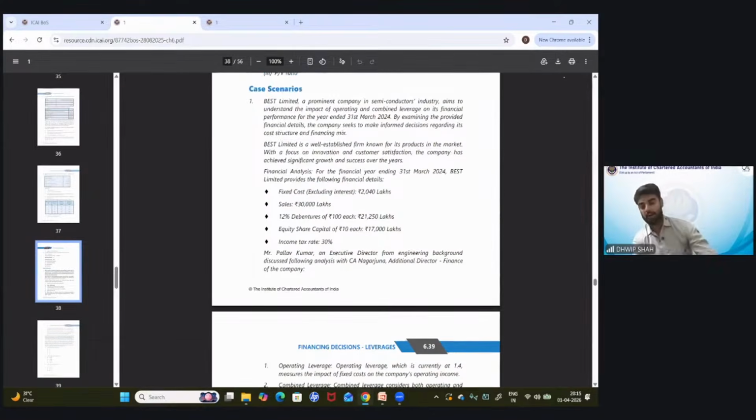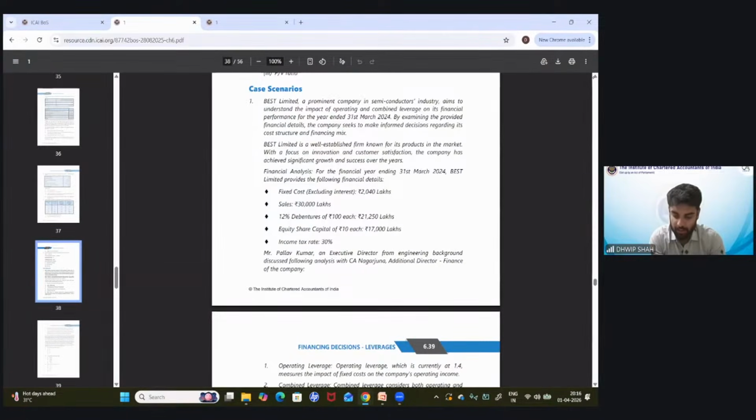Bash Limited, a prominent company in semiconductor industry, aims to understand the impact of operating and combined leverage on its financial performance for March 31st, 2024. By examining the provided details, company seeks to make informed decisions regarding its cost structure and financing mix. Bash Limited is a well-established firm known for its products in the market. With focus on innovation and customer satisfaction, company has achieved significant growth and success over the years. Financial analysis for the year ending 31st March 2024.